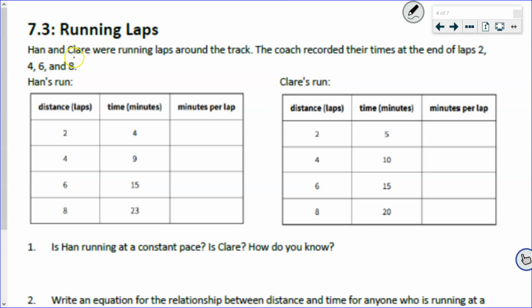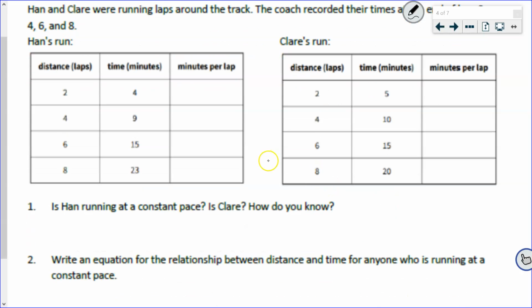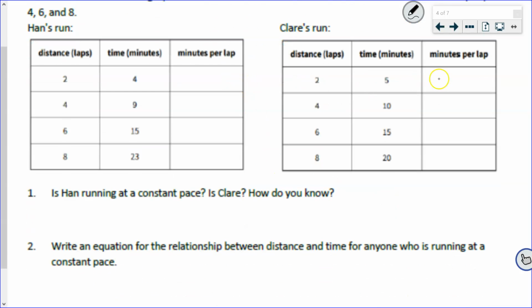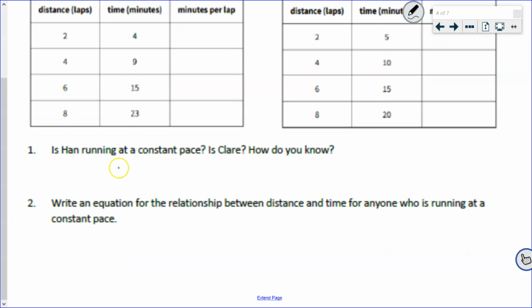So Han and Claire were running laps around the track, and the coach recorded their times at the end of laps 2, 4, 6, and 8. Here's Han's run. You can see it recorded in the table. Here's Claire's run, recorded here in the table. We want to find the minutes per lap first, because it will help us answer the remaining questions.